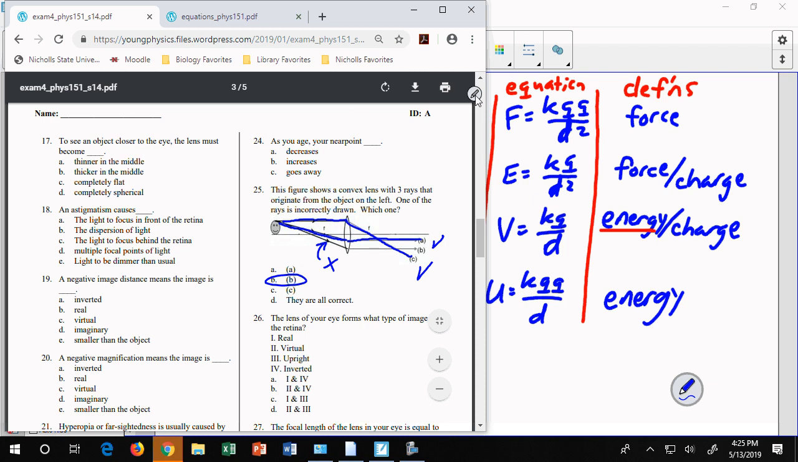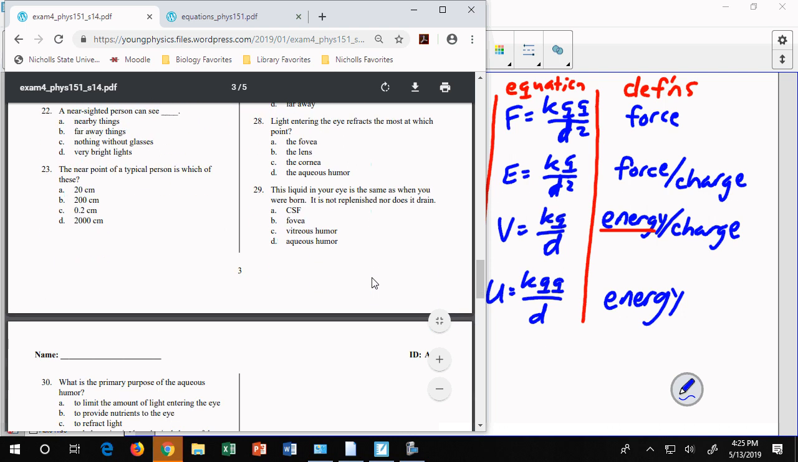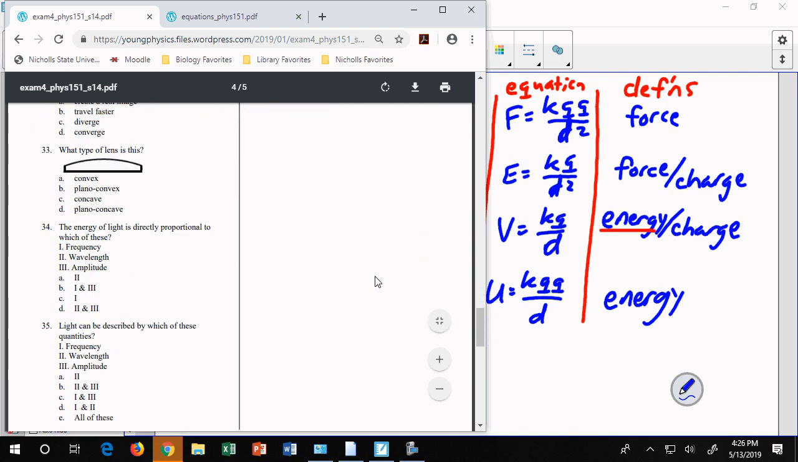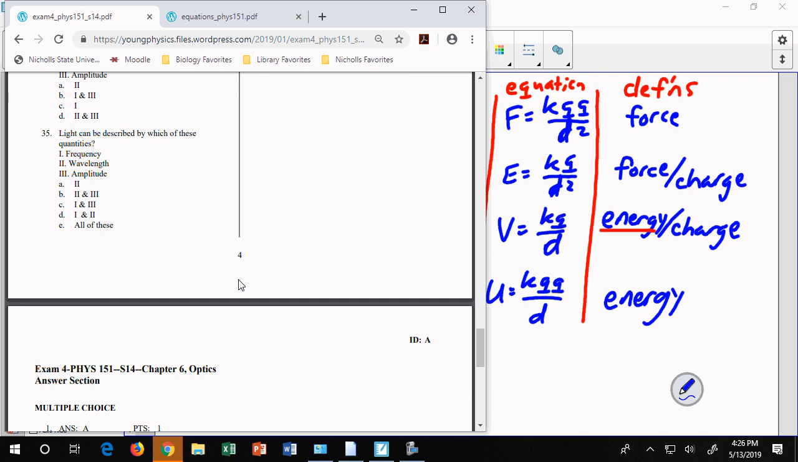All right, what else? Make sure you know your parts of the eye. Know your parts of the nerve cell. Any other questions? No? We're good?